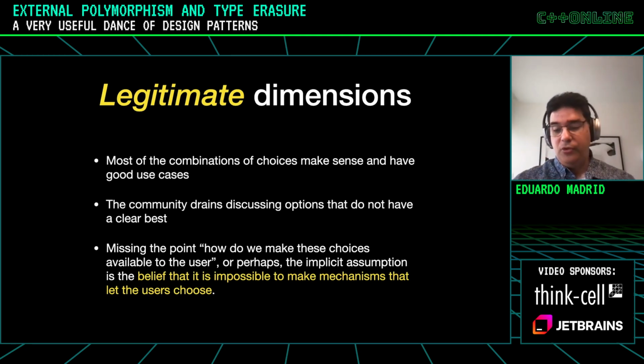The problem with the approach that we have been following is that the community drains itself discussing options that do not have a clear best. And we're missing the point, or our community is missing the point of how to make those choices available to the users. Perhaps the implicit assumption behind this flawed approach is the belief that it is impossible to make mechanisms that let the users choose. That's why we had to inspect that possibility in greater detail.